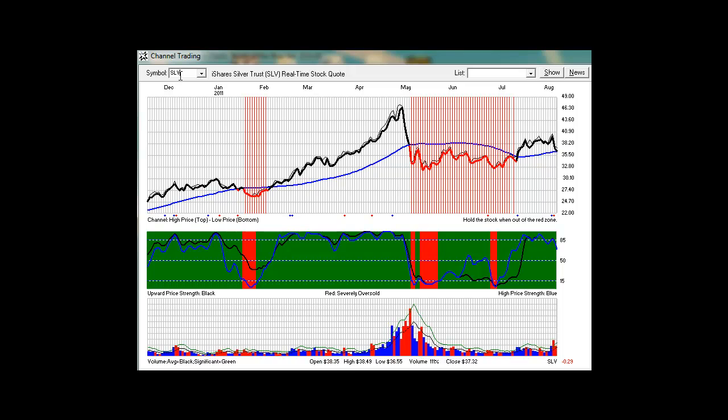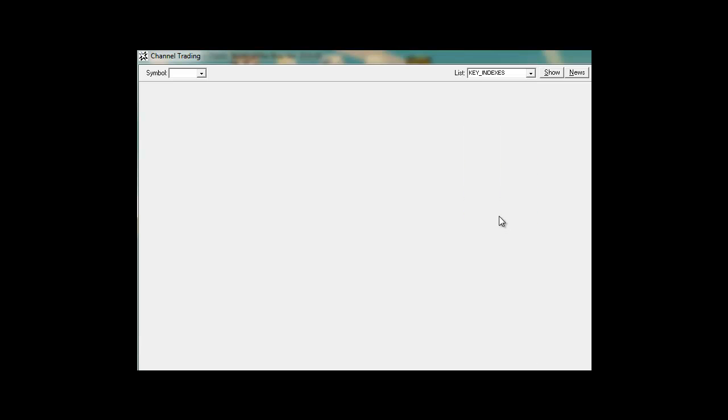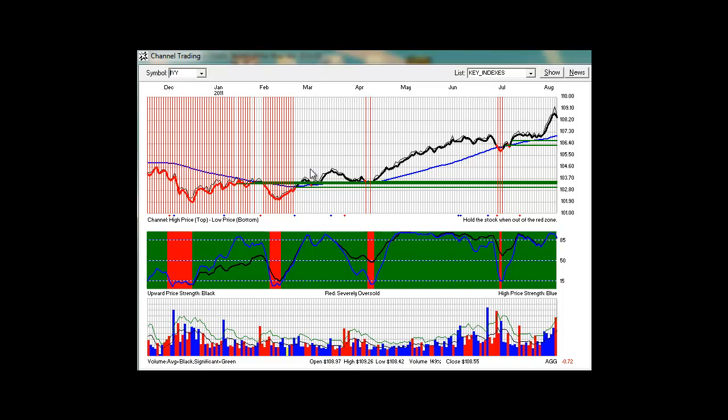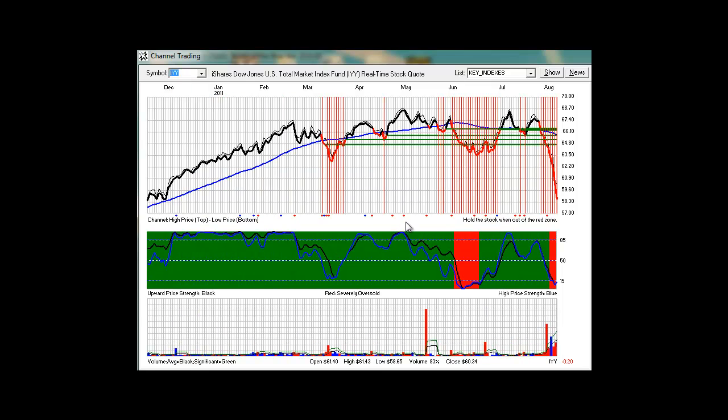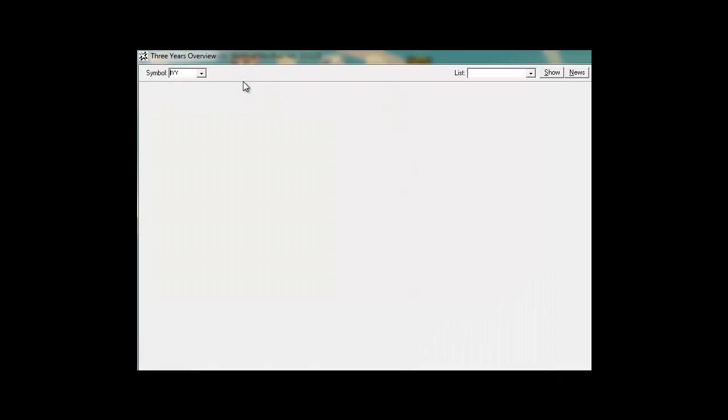So again, look at the IYY, SPY, DIA, all those ETFs, and you can find those under the lists, either in ETFs, Dow Jones, or key indexes, which holds some of the bonds and all of the key indexes that are really important to watch. So take a look at that. Take a look at the 3-year overview, and we'll do that real quickly with the IYY. This will be the last chart we're going to look at in this video.